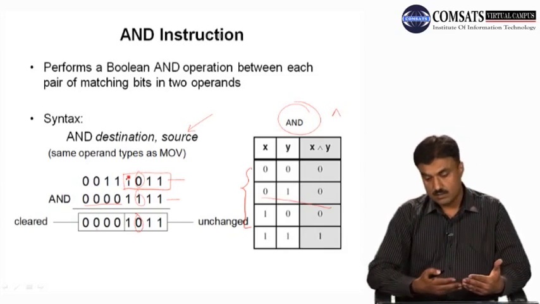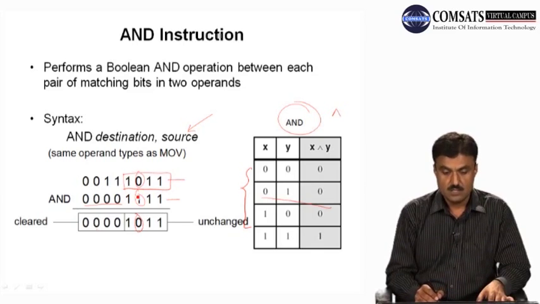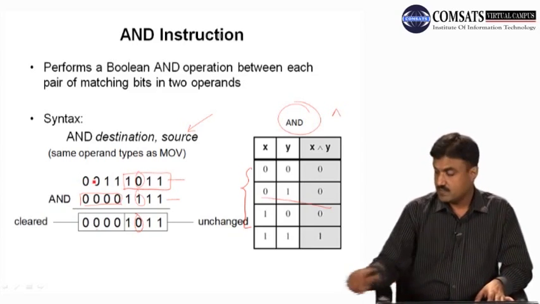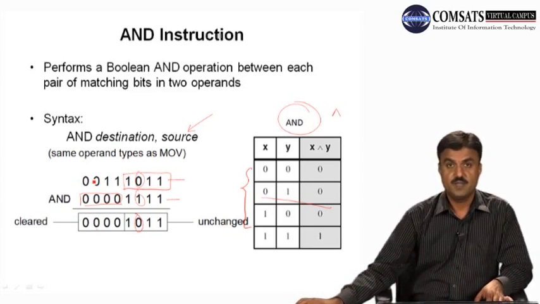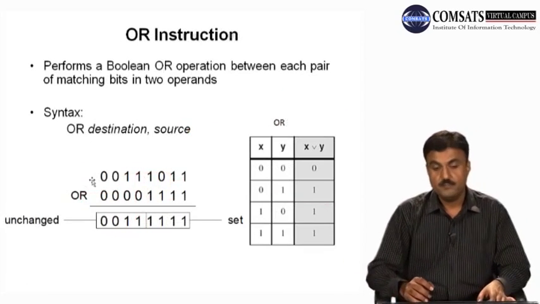So we write all ones for the bits that we are going to compare here. All these are ones, so all these bits in this operand will be the same as they are. If we want to clear these bits, whatever their values are, either zeros or ones, they will be reset. So this is a very simple operation, the AND operation.